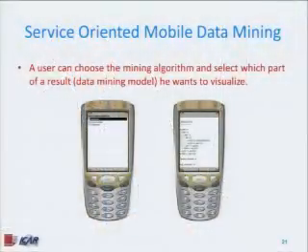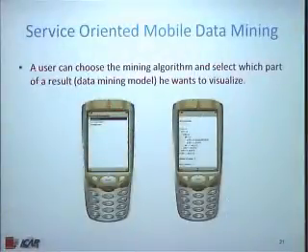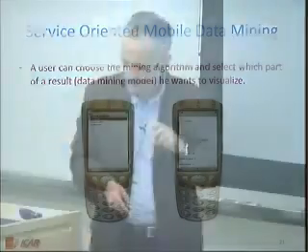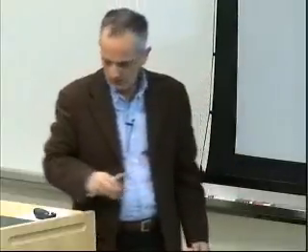Okay, so what happens is that you can choose some parameters and then you see the result. Obviously here we have some problem with the representation of results because the screen is very small, but we provide an interface that allows the user to select which part of the result you want to visualize at which time.